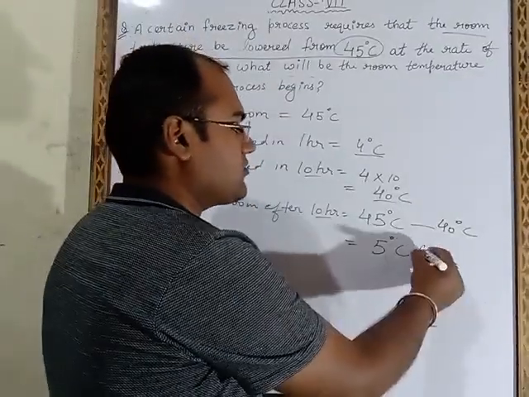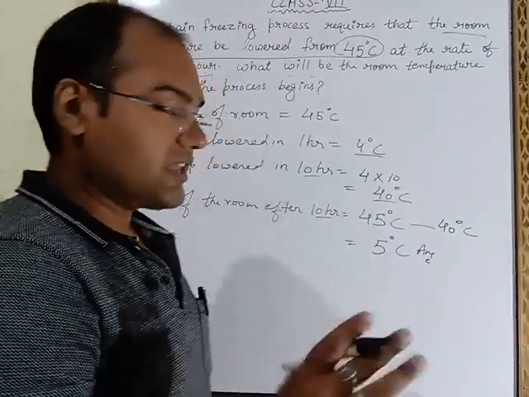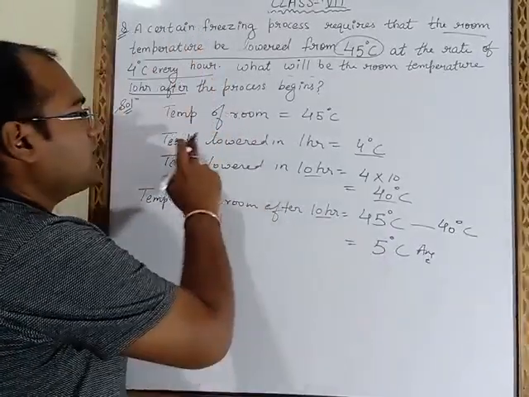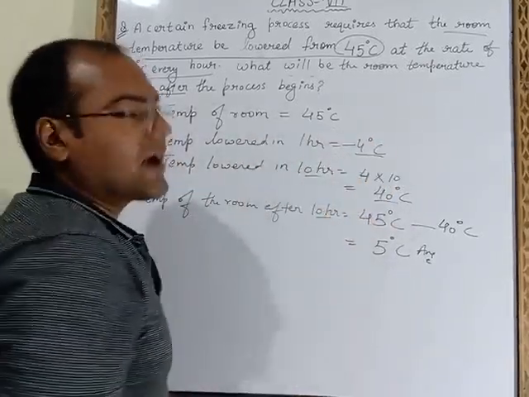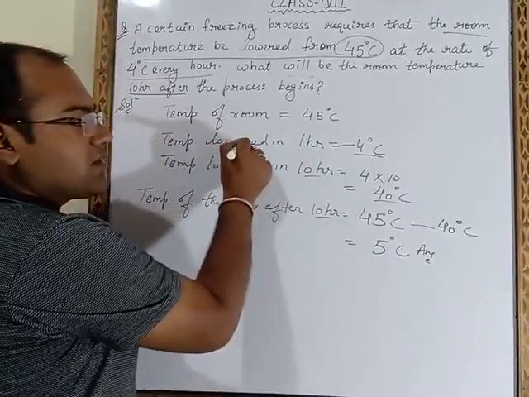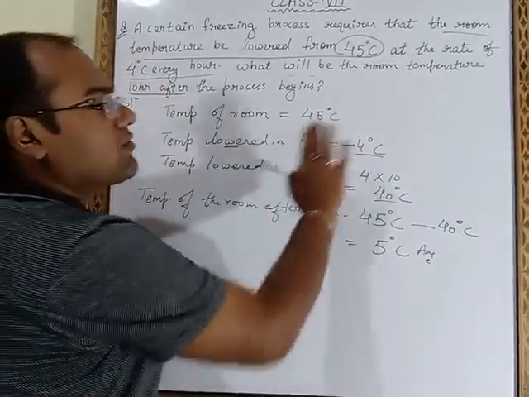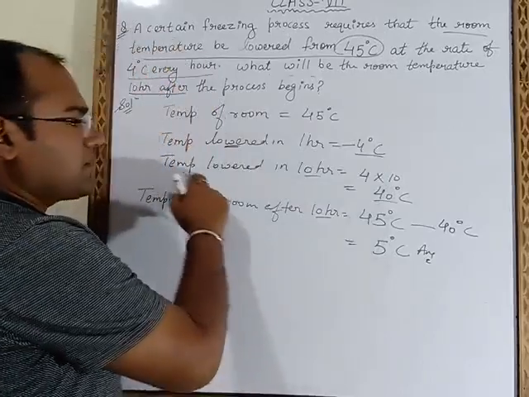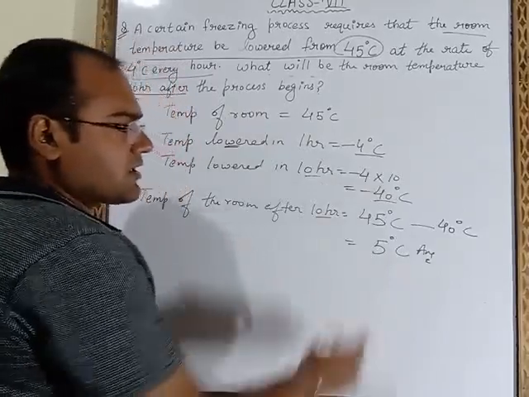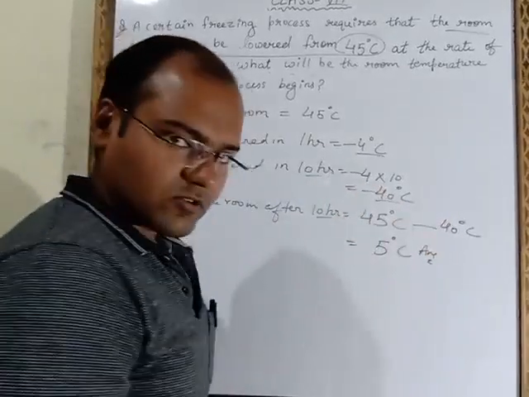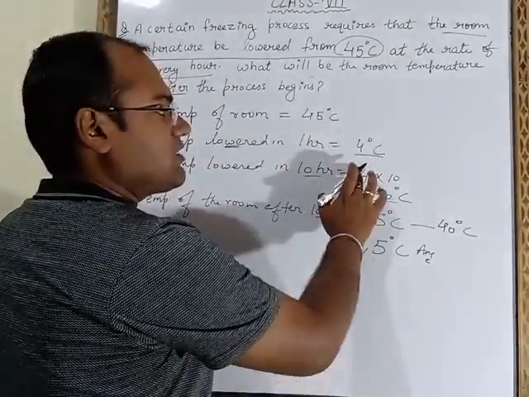So like this you have to do question number 8. One more method is there. Another method: temperature lowered in 1 hour we have taken as 4 degrees Celsius. You can take here -4. Lowered is coming, that means we have to take a minus sign. If it gets increased we have to take a plus sign. Then temperature lowered in 10 hours will be -4 into 10, which is -40. Then this -40 we will take here also. So like this also you can do. Both the methods are correct. You can use any method.